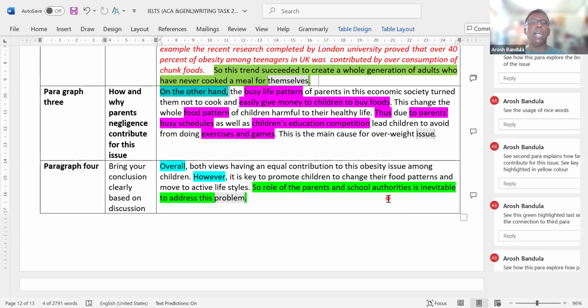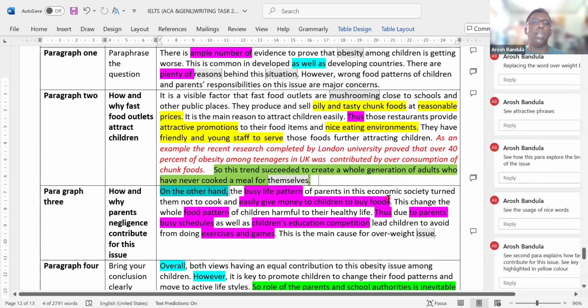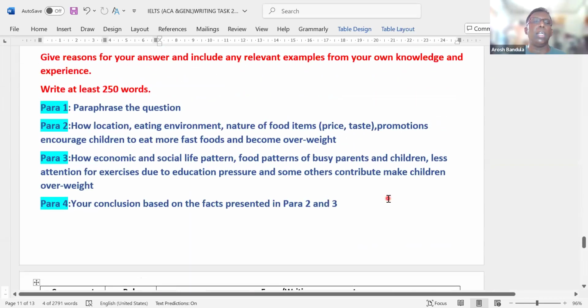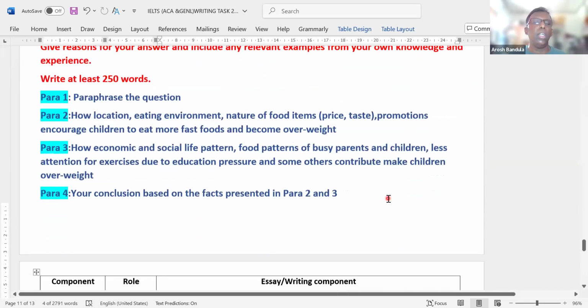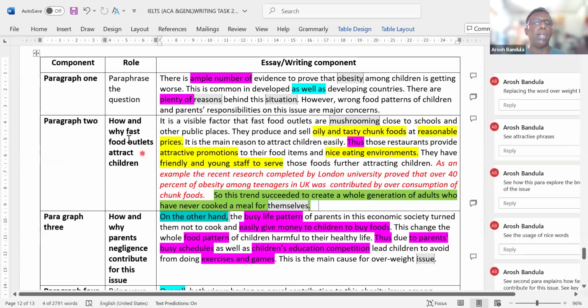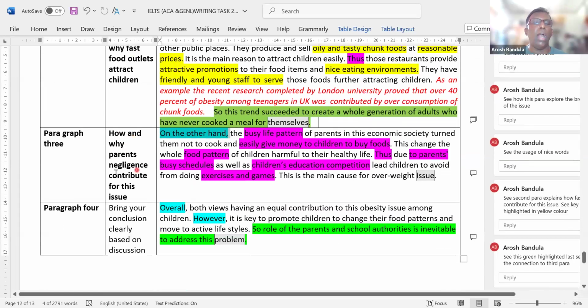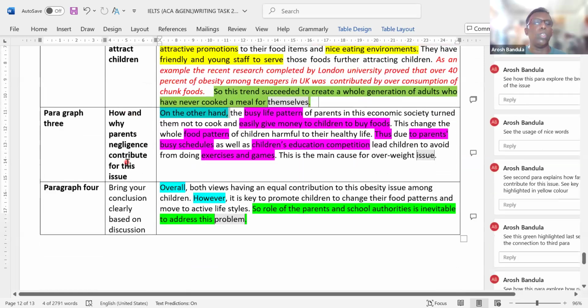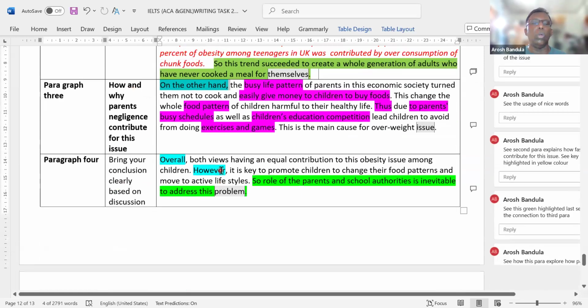I am telling in my last sentence. So that is a very good model answer to make a good answer for this question. You saw already the first paragraph, paraphrasing, the second paragraph, how and why fast food outlets contribute for this obesity issue, the third paragraph, how and why parents' negligence contribute for this issue, and paragraph 4, conclusion. Right.